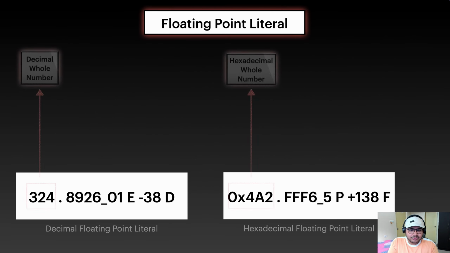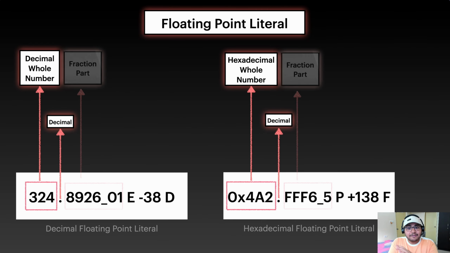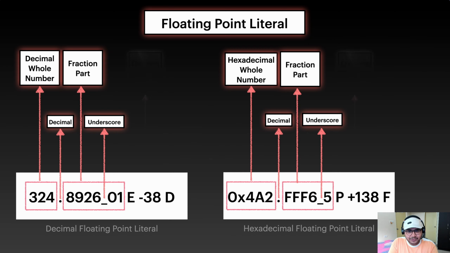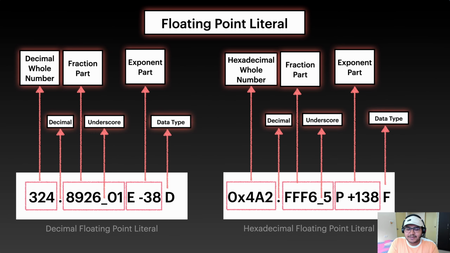A floating point literal consists of several parts. A whole number part, which can be either in decimal or hexadecimal format, followed by a decimal point. A fractional part, which can also be in either decimal or hexadecimal format. An optional exponent part, prefixed with capital E for decimal or P for hexadecimal, and an optional suffix to represent the data type of the literal.